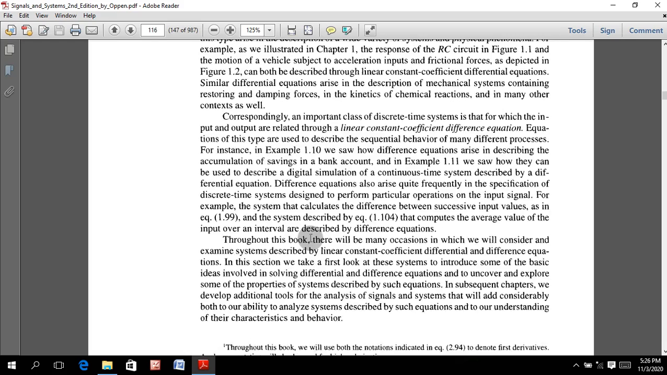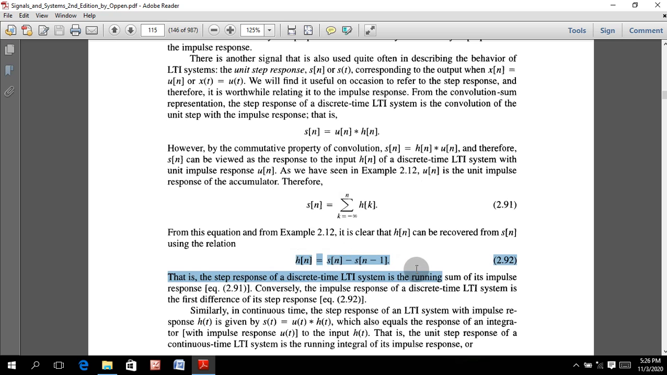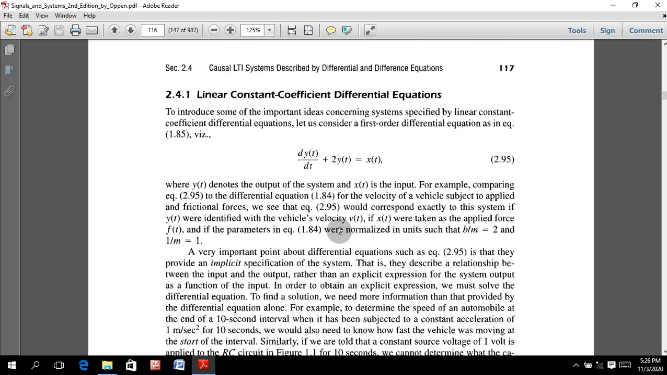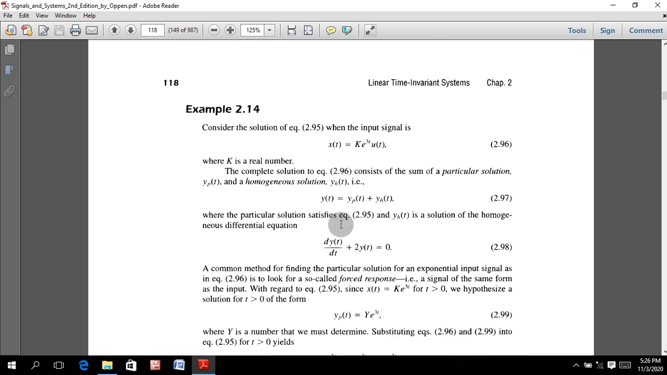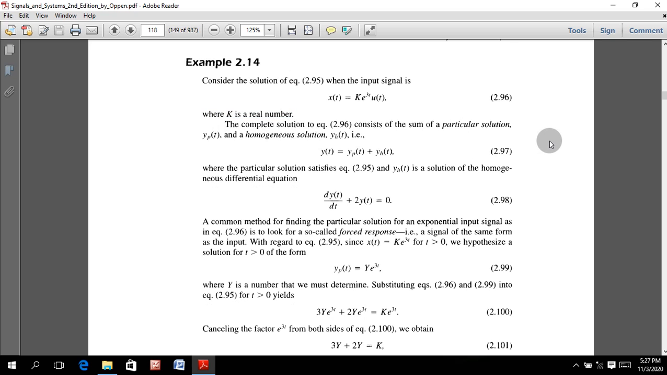One important thing: this is a difference equation, where we have used the past input values. Now we are going to see how a differential equation can be used to understand a specific input signal. Suppose this is our input signal, written as k times e to the power 3t times u of t, where k is a real number, a constant.